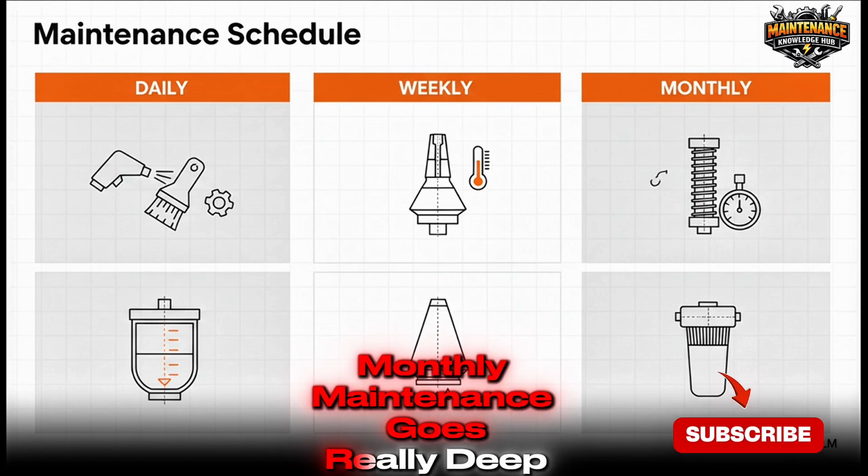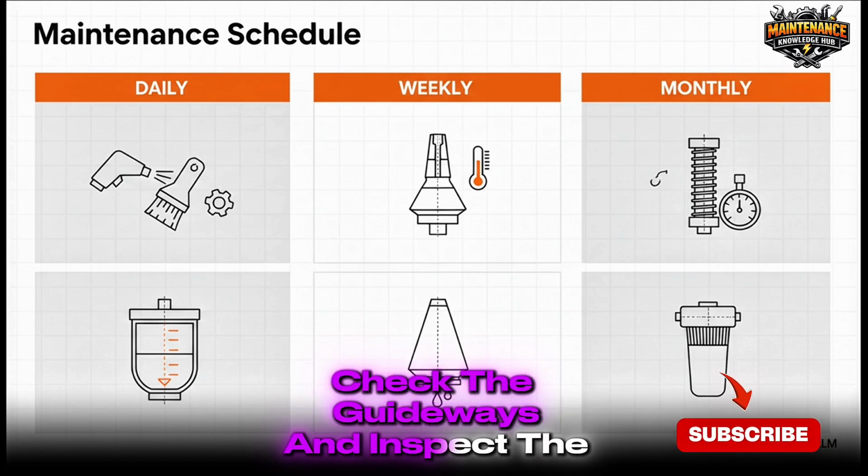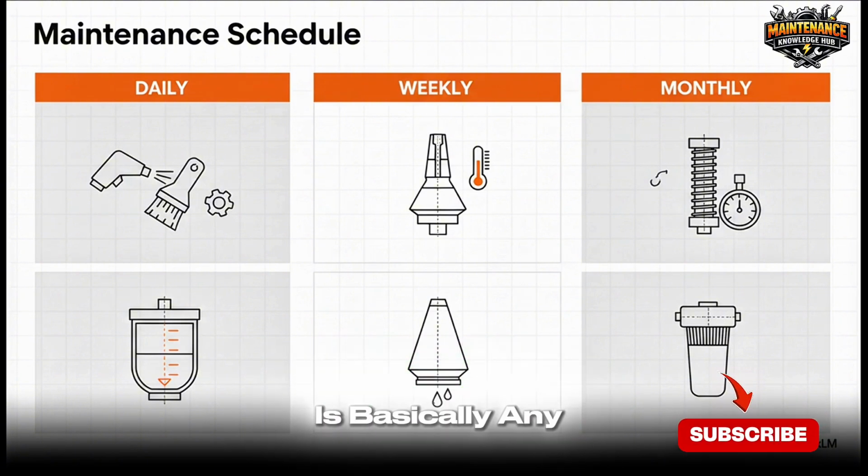Monthly maintenance goes really deep. That's when you verify the servo motors, check the guideways, and inspect the ball screws for backlash, which is basically any unwanted loose play or wiggling that could totally ruin your precision.